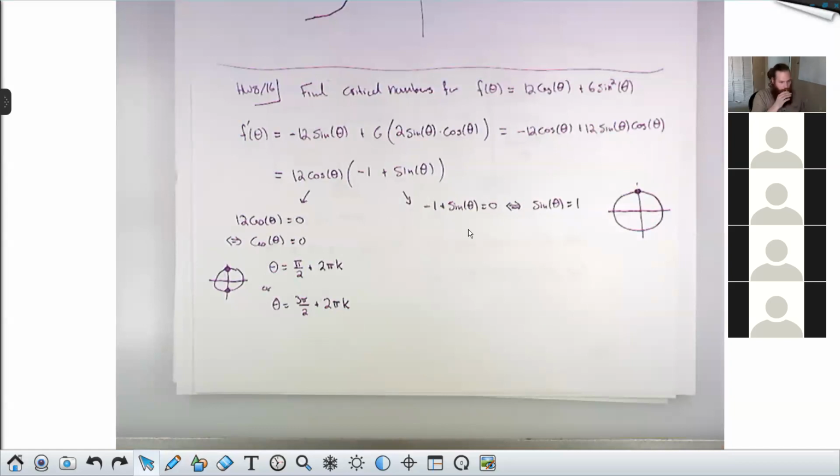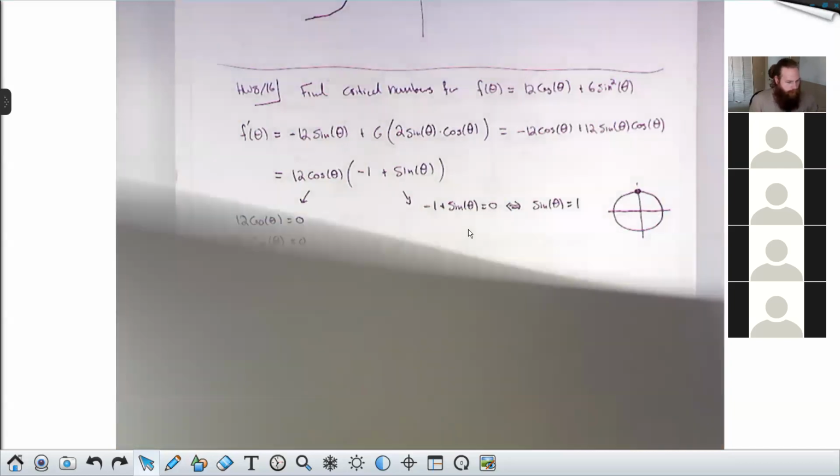So I think you have the derivative of 12 cos as negative 12 sine, and then somehow it changed to negative 12 cos. Oh, I'm sorry. But yeah, you're right.